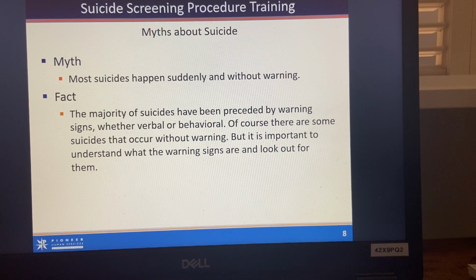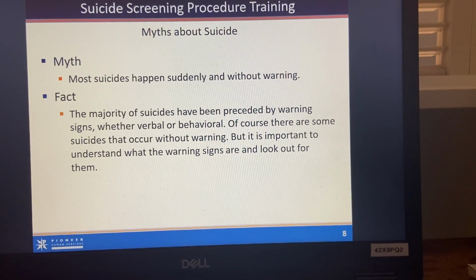Most suicides happen suddenly and without warning. The fact is that the majority of suicides have been preceded by warning signs, whether verbal or behavioral. Of course, there are some suicides that will occur without warning, but it is vastly important to understand what the warning signs are and to look out for them.